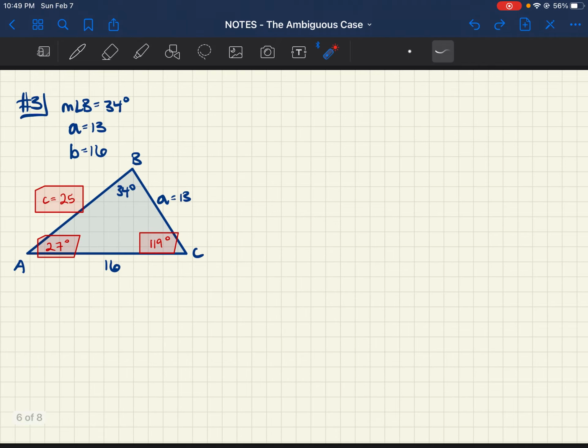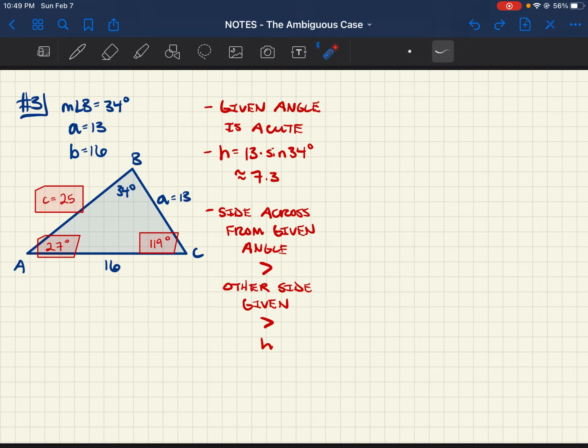All right, let's look at number 3 here. You can kind of see from the solution that I have, I forgot to erase the solution, we can tell there's going to be a solution, but let's see why. So here's what we know. We know that the given angle is acute. The given angle, the measure of angle B, is 34 degrees. We can see that a is 13 and b is 16. And what's important here is that since the given angle was angle B, the side across from it is 16.